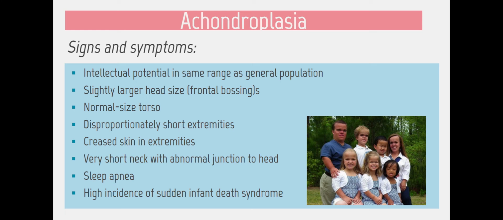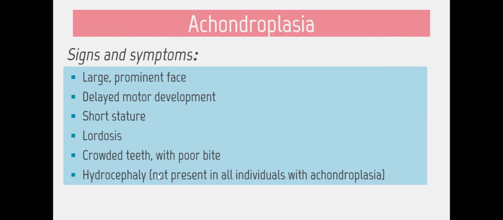And this becomes important when we talk about sleep apnea and SIDS. Sleep apnea is a consequence of that abnormal fusion. There is a high incidence of sudden infant death syndrome for that reason, because the neck is very short, the trachea can be obstructed very easily. A large prominent face. There are delays in motor development, and most people do catch up.